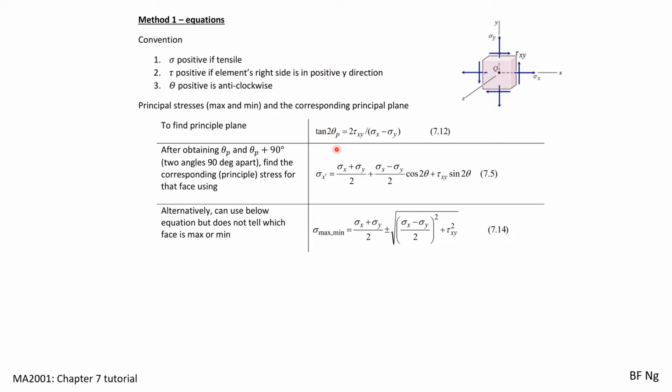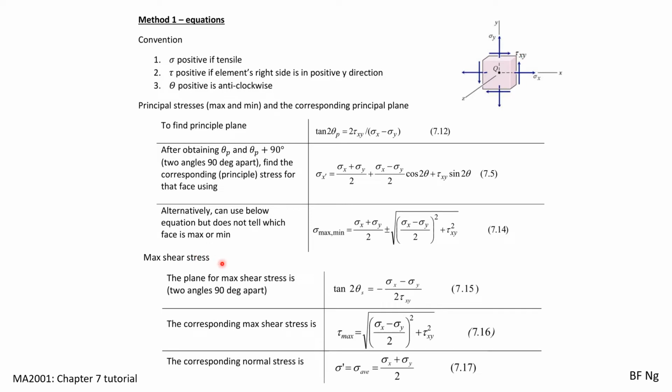Theta p itself is your principal plane. There are in general two values of theta p, which are theta p and theta p plus 90 degrees. To get the principal stresses, we can use equation 7.14, which gives sigma max and sigma min. For any other arbitrary rotation angle, we can use equation 7.5. And the principal plane can be solved using this equation.